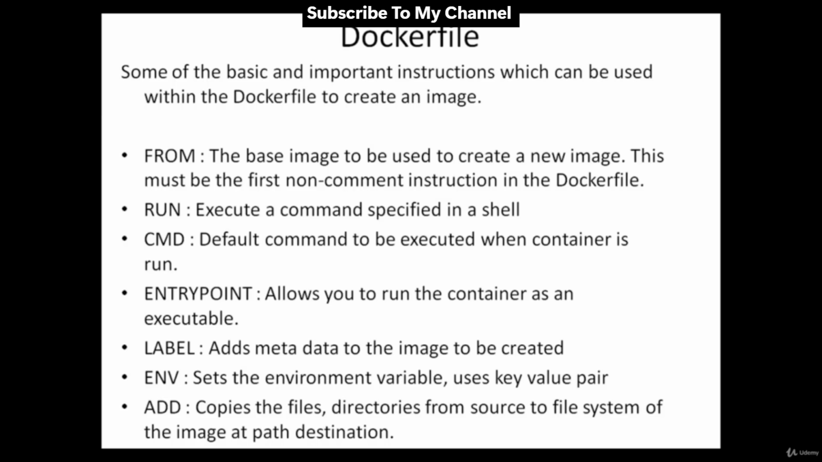The next instruction is ADD. What ADD does is it copies the files and directories from the source file system of the image to the path destination. Basically, ADD will copy the files and directories from the source to the destination provided within the image. These are some of the basic and important instructions which can be used with a Dockerfile to create an image.